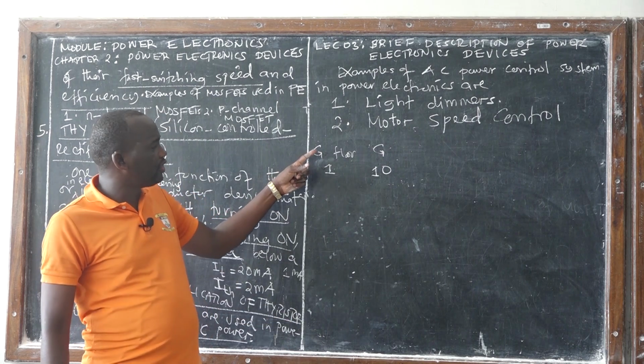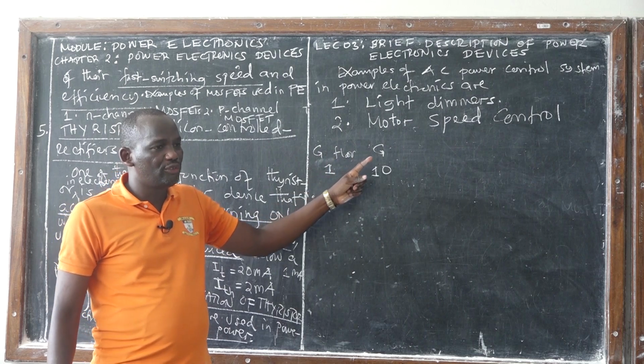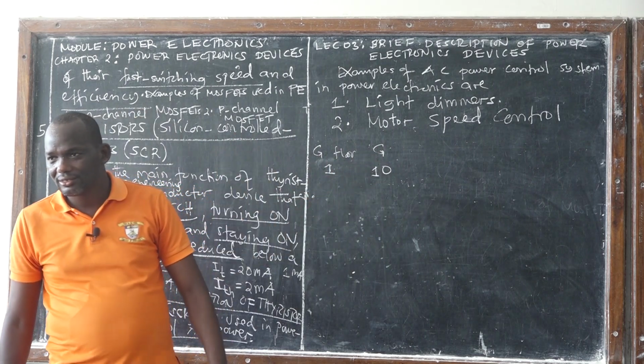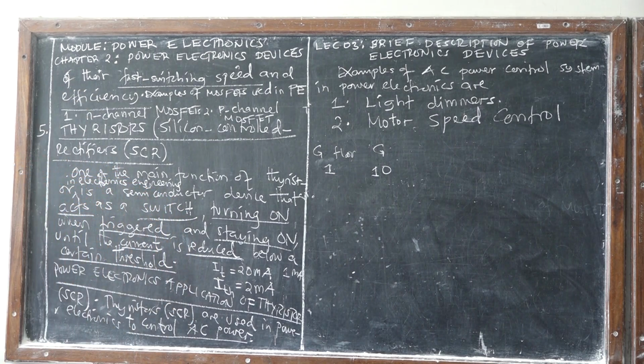Will the speed of the lift from ground floor to first floor equal the speed of the lift from ground floor to the 10th floor? Will the speed be the same?